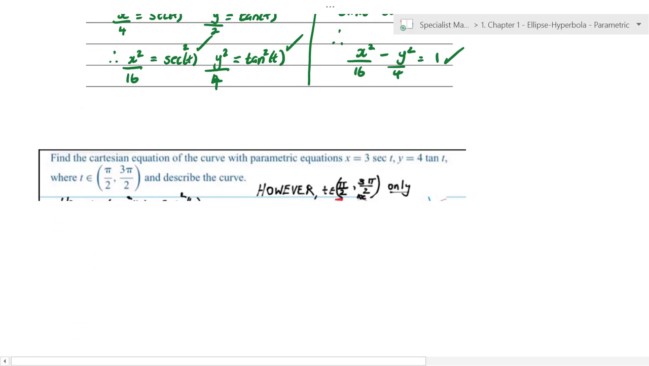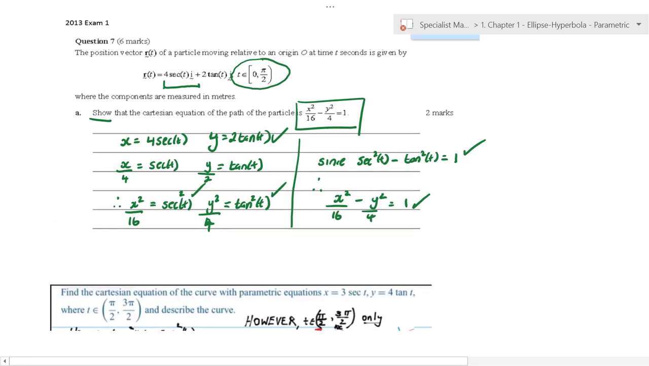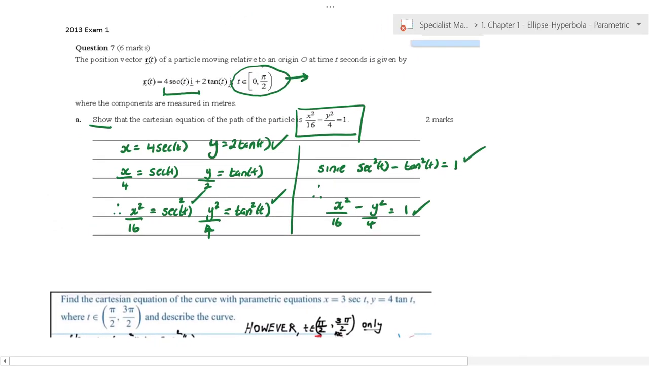Okie dokie. Now, we could sketch this, but I just want you to take note of the domain, because in actual fact, in the 2013 exam 1, part B is actually sketching this. But when you sketch it, you need to be careful. The particle starts at time 0 and stops at pi on 2.